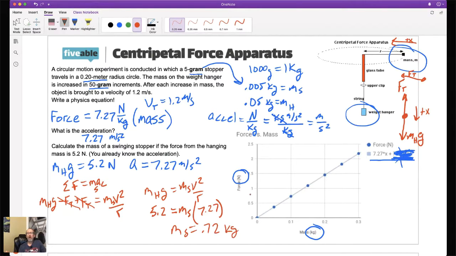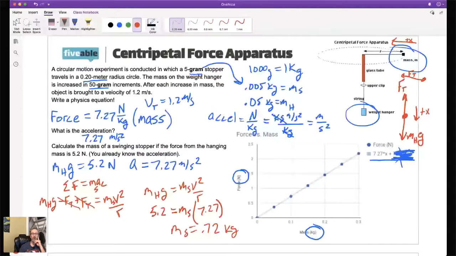So pretty simple problem to do, I think, as long as you understand what's going on in this. The other thing that might be difficult is you've got to remember that the mass that is rotating, the mass that's moving in the circle, is the one that we put next to the a_c. And the one that is pulling down is what the force is composed of, okay? That is making that happen.